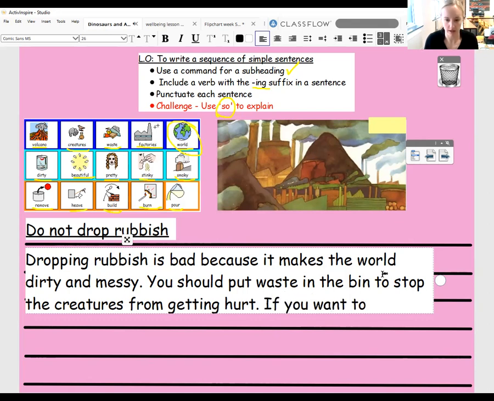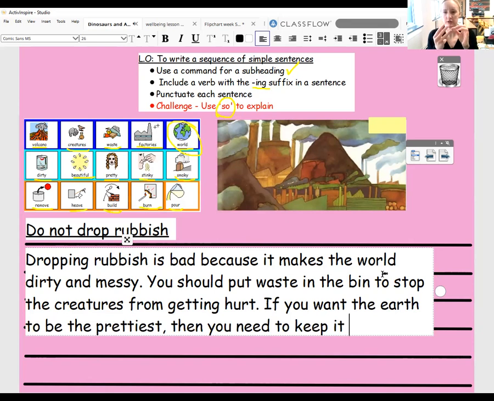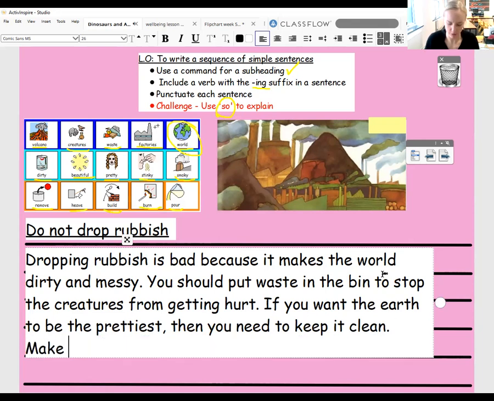If you want the earth to be the prettiest, then you need to keep it clean. How do we spell clean? K-U-E-N, clean. Let's go. I might end by saying, make sure you do not drop rubbish on the ground. So yeah, make sure you do not drop rubbish on the ground.